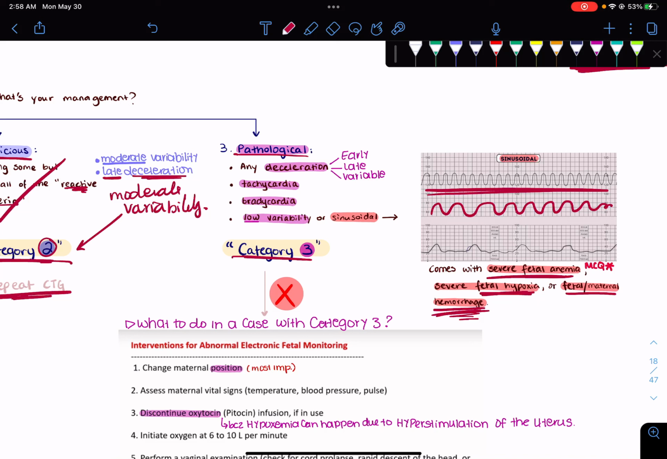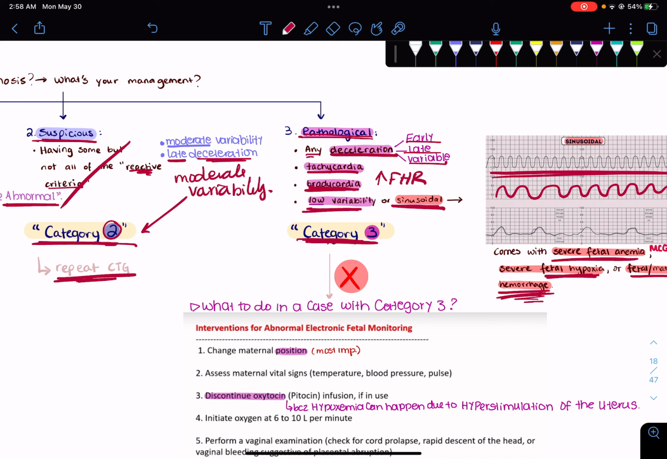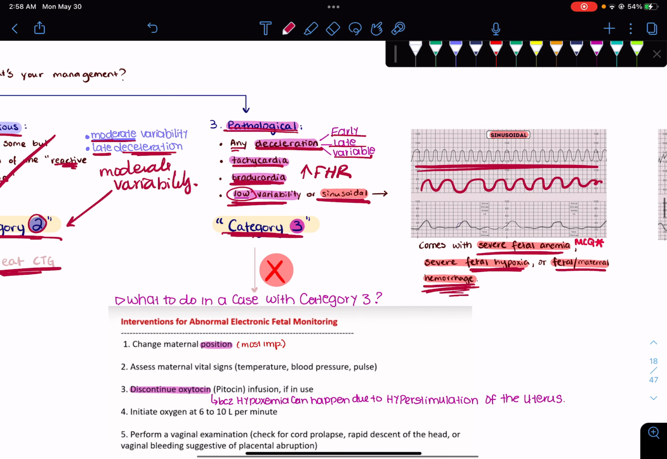حلو. الحين آخر category 3 which is the pathological one. إيش الكرايتيريا؟ Any decelerations, early ولا late ولا variable، بس لازم يكون في a deceleration. And also tachycardia or bradycardia, so increased in the fetal heart rate. And low variability or sinusoidal. احنا إيش قلنا هنا in the category 2? Moderate variability. أما هنا we have very low variability or even sinusoidal.